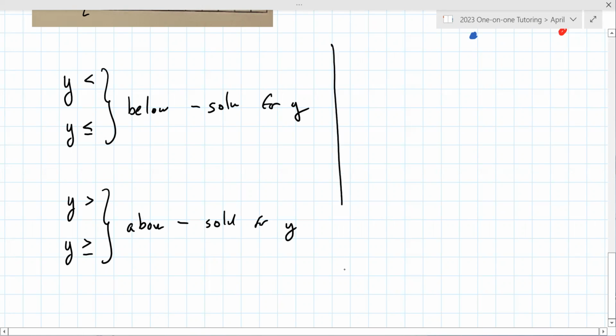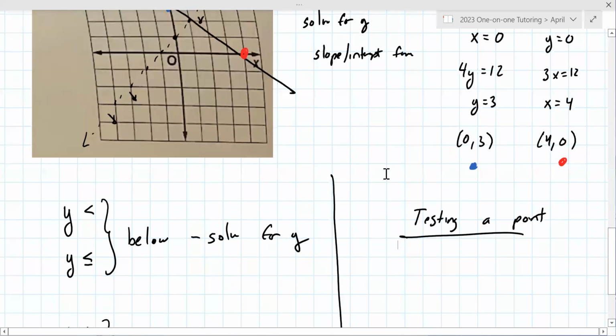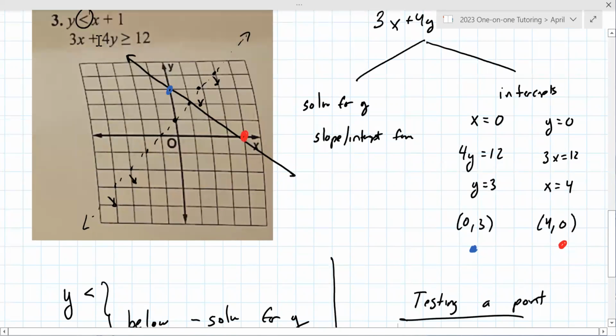Do you remember the other approach for deciding whether you shade above or below that we've talked about? I don't think so. Testing a point. Oh, yeah. And plugging in and seeing if it works. Yes. Okay. So when you don't solve for y, you do have to test a point. So you gain the fact that it's really quick to get the intercepts, but you lose the ability to just shade on one side or the other.